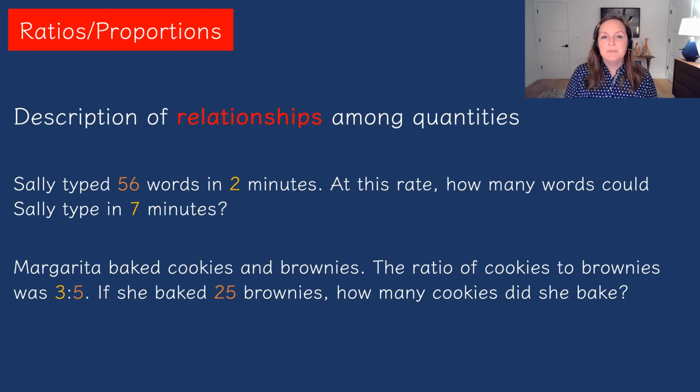The last schema we will talk about is the schema related to ratios or proportions. And here we are describing the relationships among quantities. So, for example, Sally typed 56 words in 2 minutes. At this rate, how many words could she type in 7 minutes? Another example is Margarita baked cookies and brownies. The ratio of cookies to brownies was 3 to 5. If she baked 25 brownies, how many cookies did she bake?